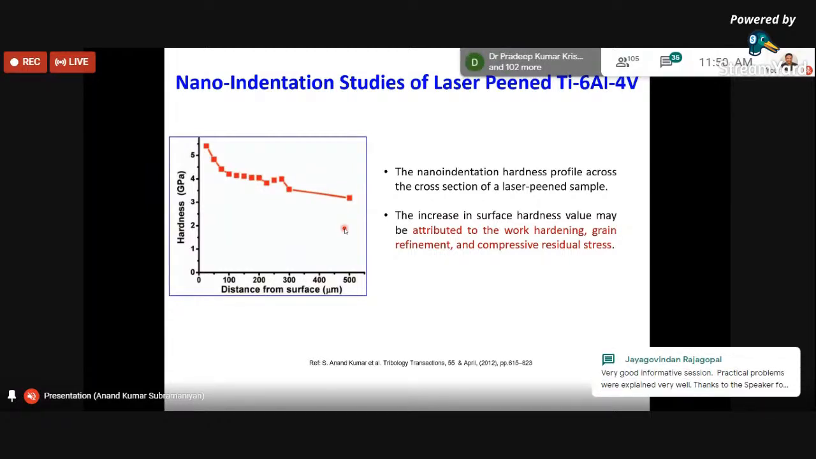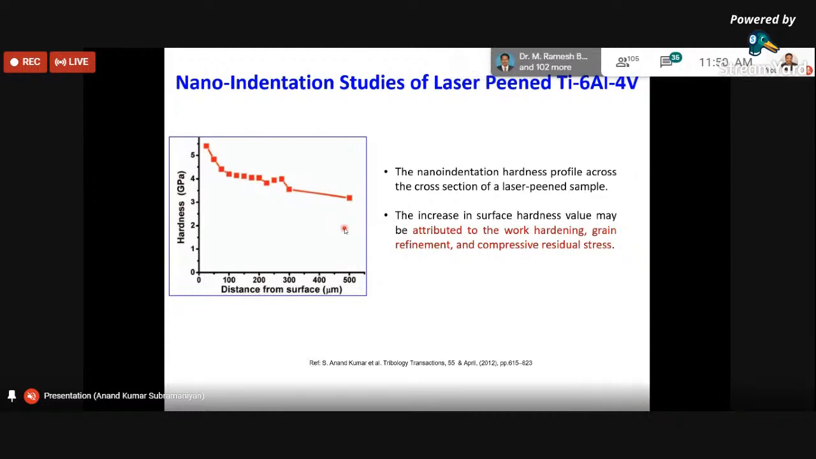Okay, sir. Another question from Prashant Kumar Reddy. What are the possibilities to make nano surface using friction stir processing?